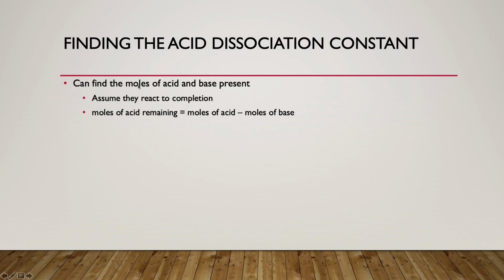If we know the moles of acid and base present, the lab will direct you to add so many milliliters of the acid at a particular concentration, and the same for the base. If you have a volume and a concentration, you can find the moles. Since they react to completion when you mix the two, your moles of acid remaining are simply your moles of acid minus your moles of base.